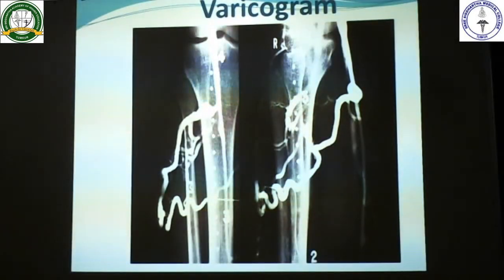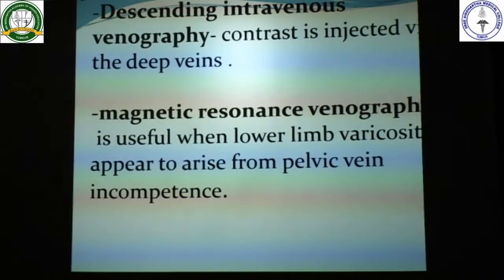So this is the image showing the varicogram. We do not do this investigation routinely, only in complex cases. Nowadays even this is a historical matter. One more is descending intravenous venography. In this case, the contrast is injected via the deep veins, so it's called descending intravenous venography.